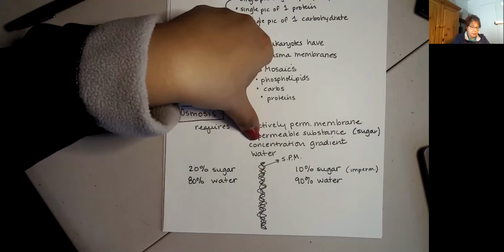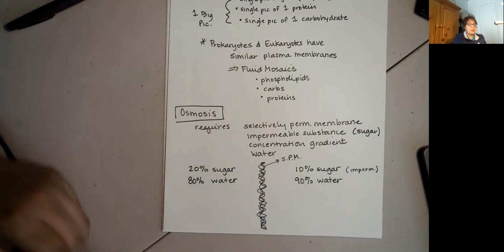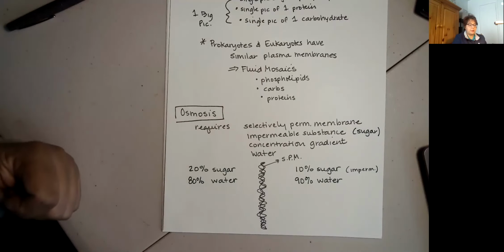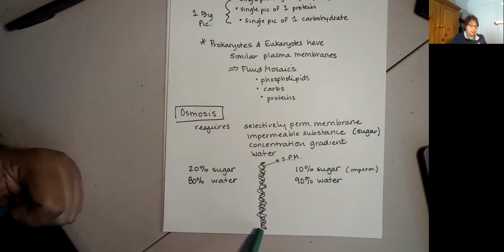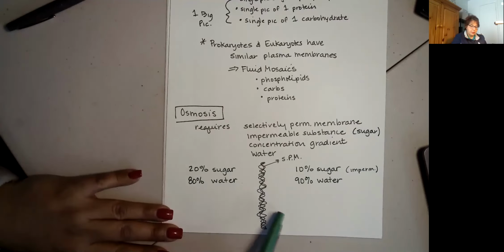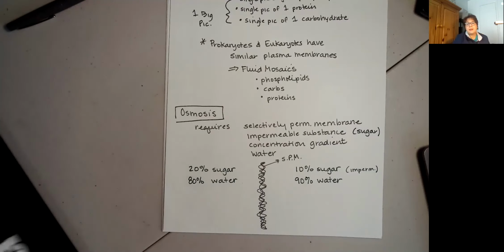Do I have a concentration gradient? In other words, is there a difference in the amount of stuff on both sides of the membrane? Tell me out loud, do I have a concentration gradient on this side and that side versus that side? Tell me yes or no out loud.